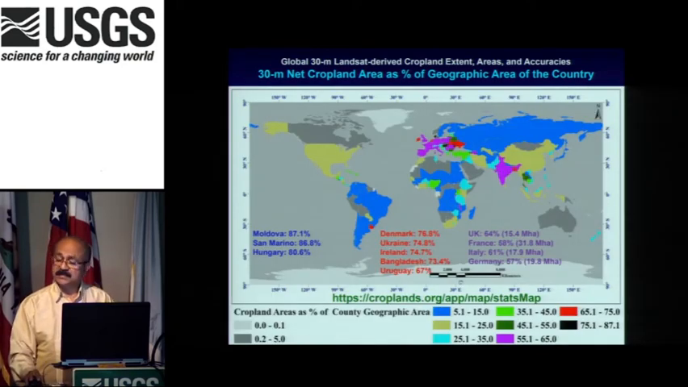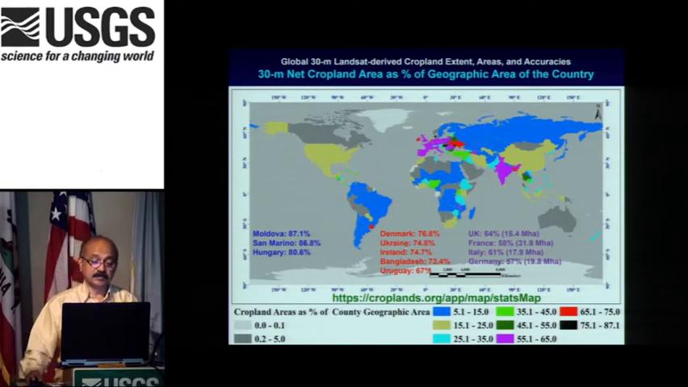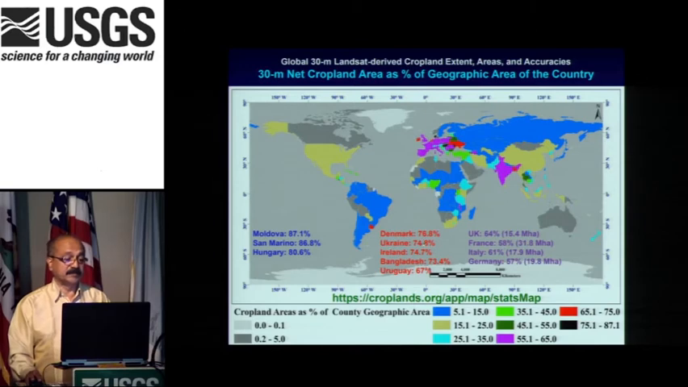What is fascinating here is that I call Europe and South Asia the agricultural capitals of the world, because when you look at Europe, everybody thinks it's an industrial region. Countries like the UK, France, Italy, and Germany have nearly 60% of their land under cropland. It's fascinating to see that. Countries like Uruguay have nearly 67%, and Denmark and Ukraine have 75% of their land area under cropland.